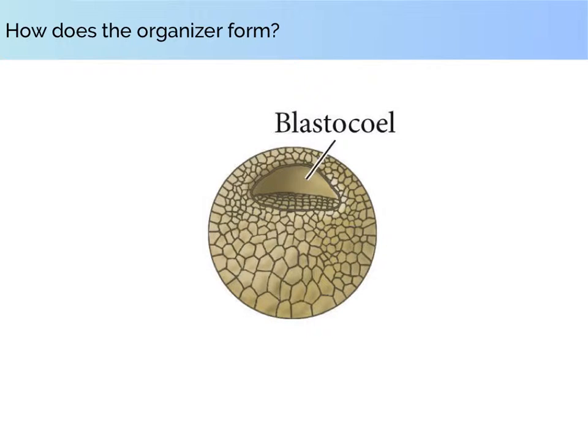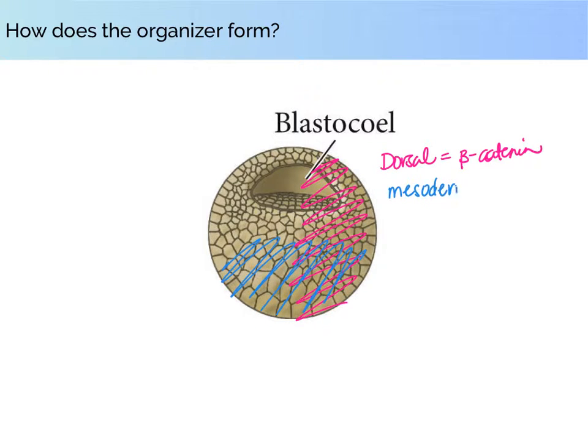So how does the organizer form? As it turns out, the cells that give rise to the organizer are induced by two signals. One of these signals gets localized to the dorsal region, and that signal will specify those cells as dorsal cells. And that signal is beta-catenin, which, if you recall, is a transcription factor. The second signal gets localized to the vegetal pole region, and that signal will induce those cells to become mesoderm. And as we'll see later, that signal is a paracrine factor that is known as nodal.